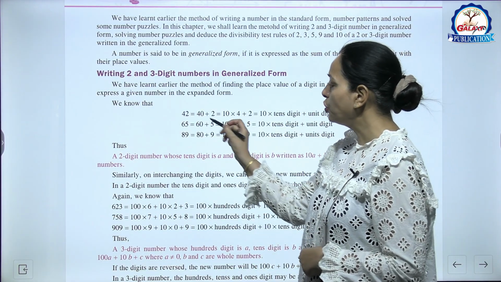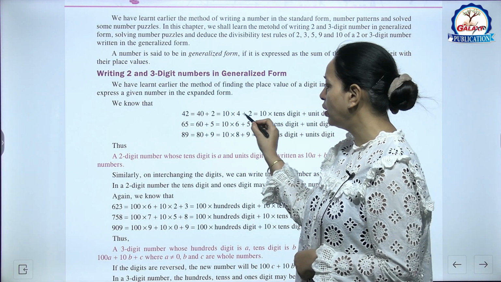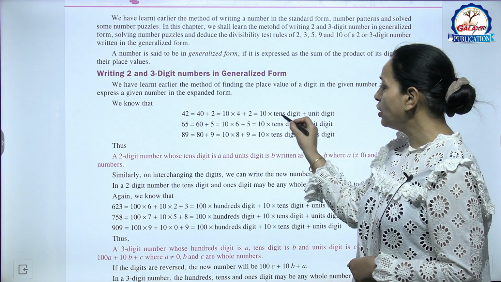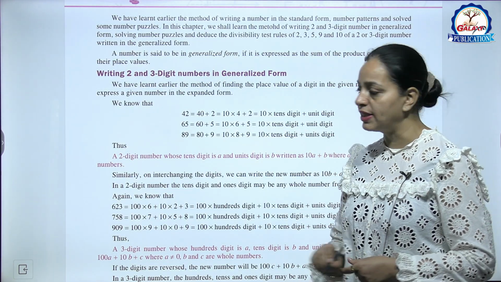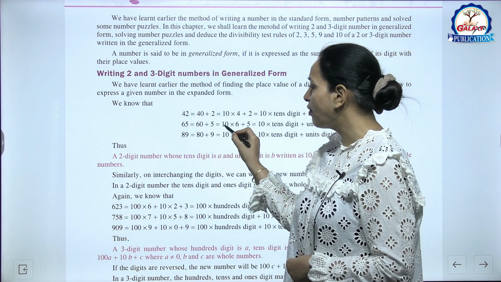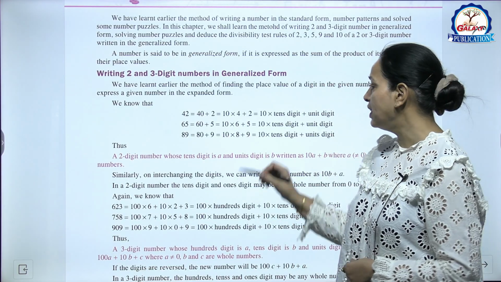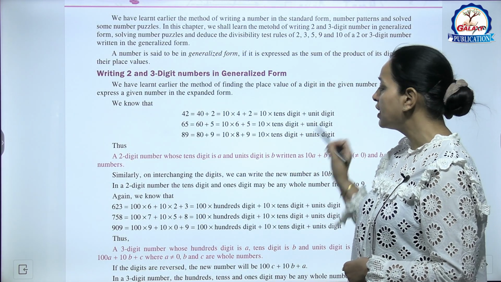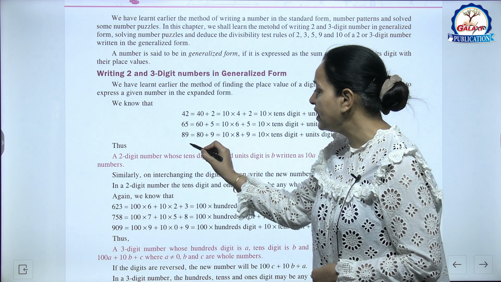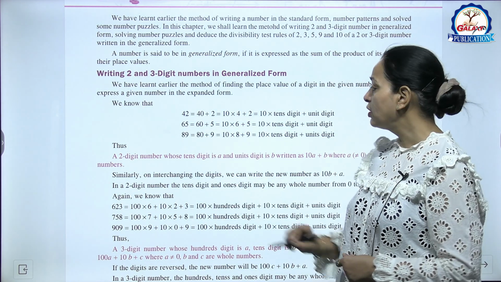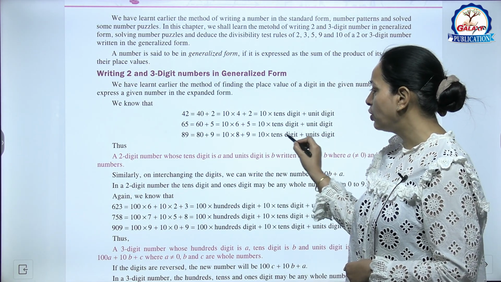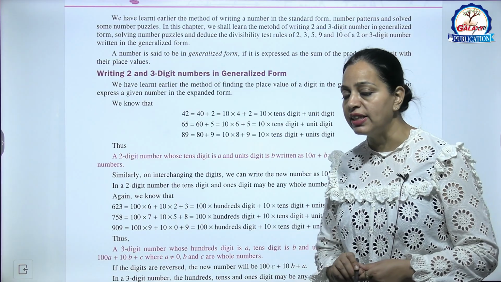We know that 42 equals 40 plus 2, which means 10 into 4 plus 2, that is 10 into 10's digit plus unit digit. 65 is 60 plus 5, 10 into 6 plus 5, which means 10 into 10's digit plus unit digit. Similarly 89 is 80 plus 9, so 10 into 8 plus 9, 10 into 10's digit plus unit digit.